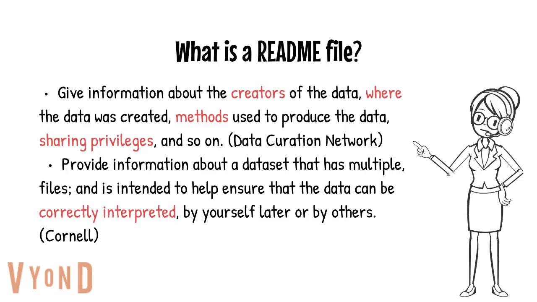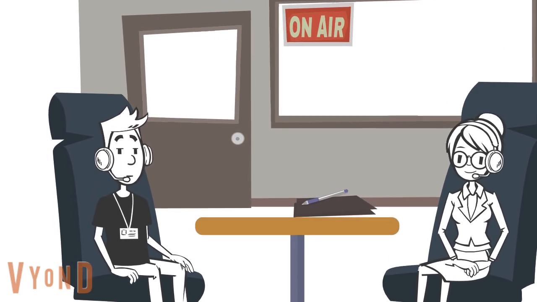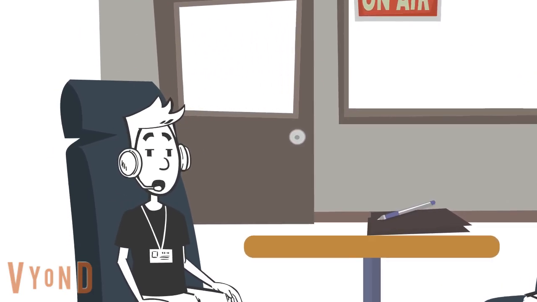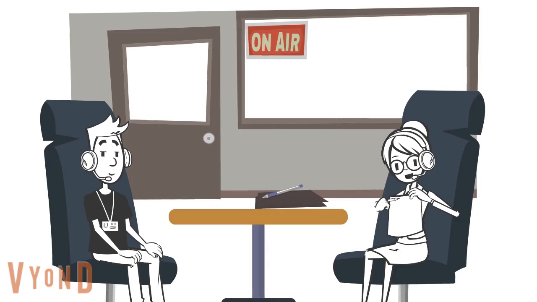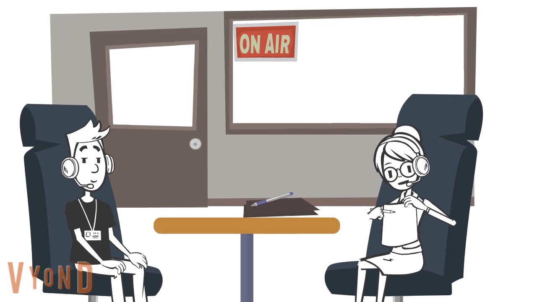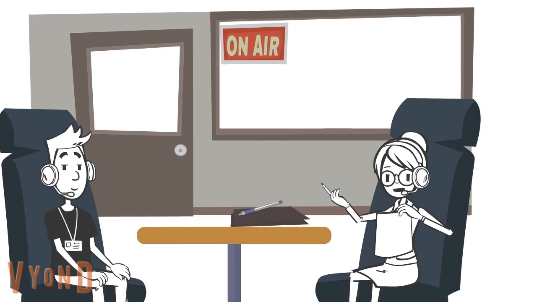A README file tells you who created the data, where the data was created, method used to produce the data, sharing privileges, and so on. If a data set contains multiple files, a README file is intended to help ensure that the data can be correctly interpreted by yourself later or by others. And I guess it stops those future moments like when I open up an old file and I have no idea what it is. Exactly. It's like a user manual for your future self and others.